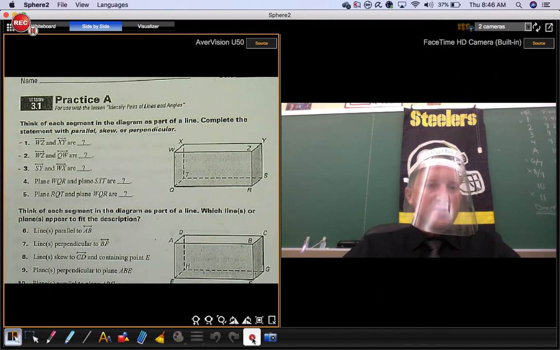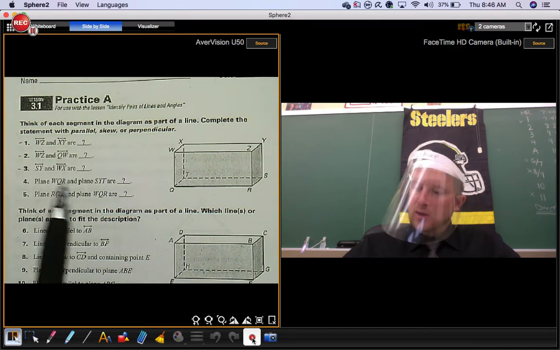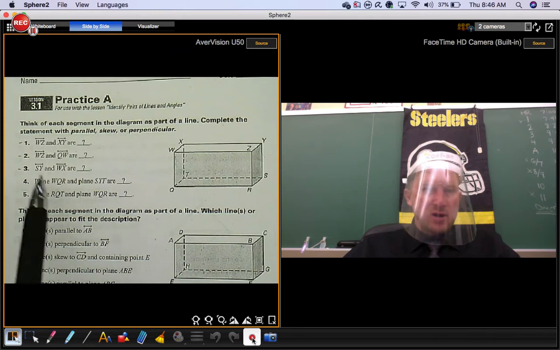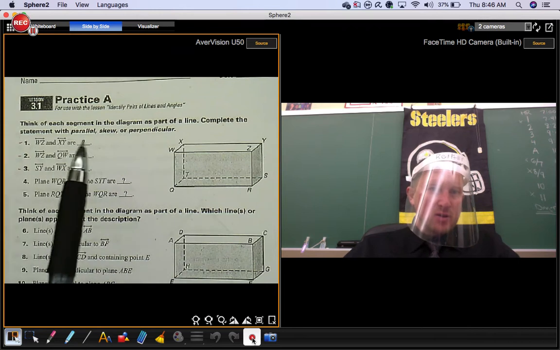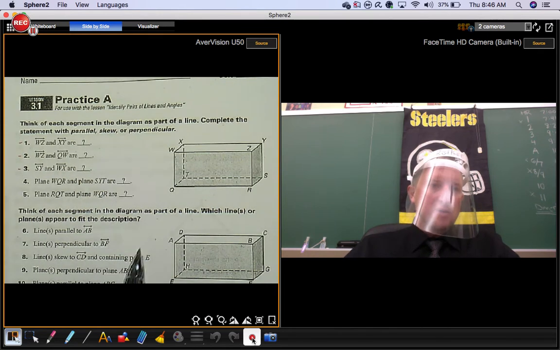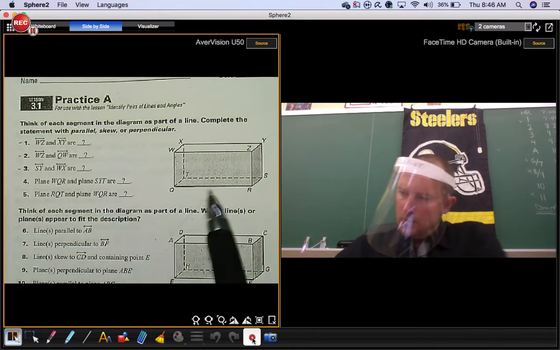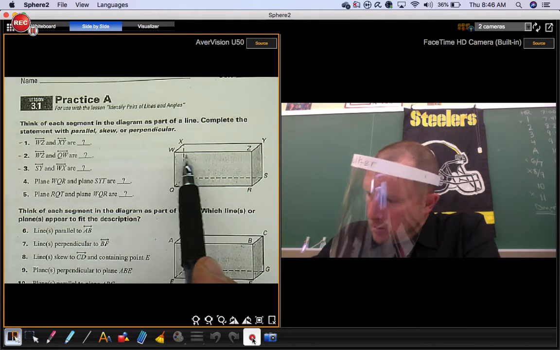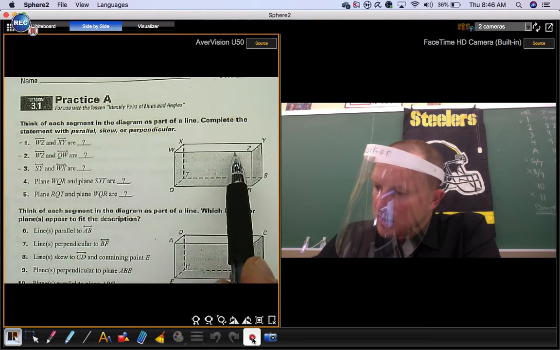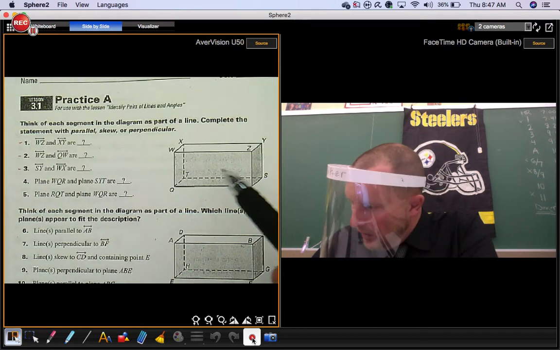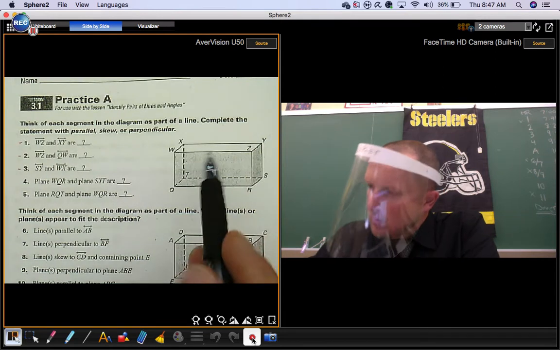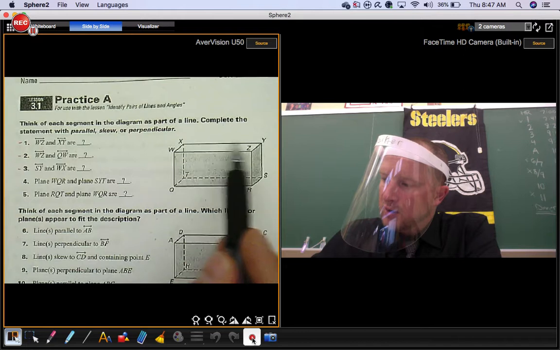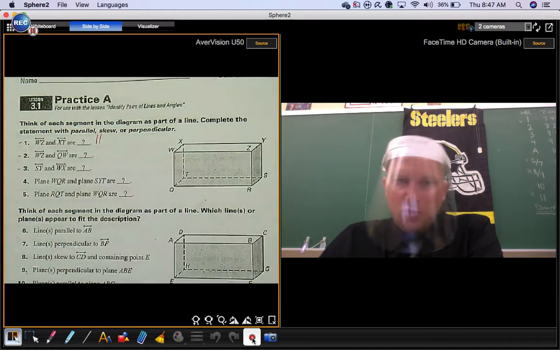This is practice A for section 3.1. We're going to identify these pairs of segments as parallel, skew, or perpendicular. Number 1, line WZ and line XY are right here. That's an example of parallel.